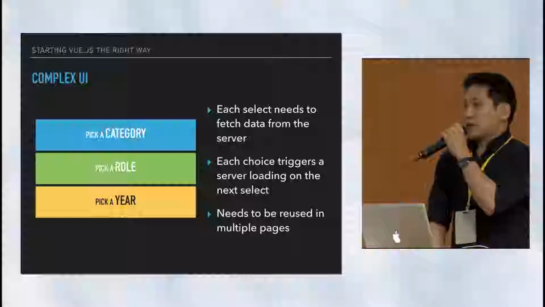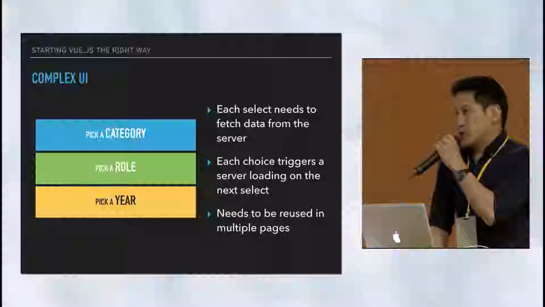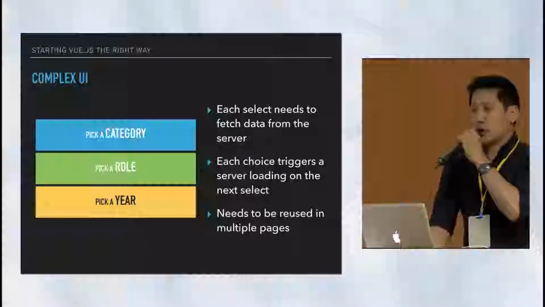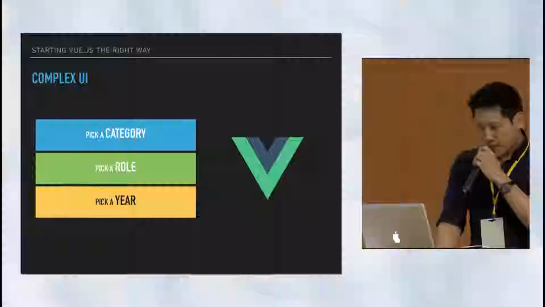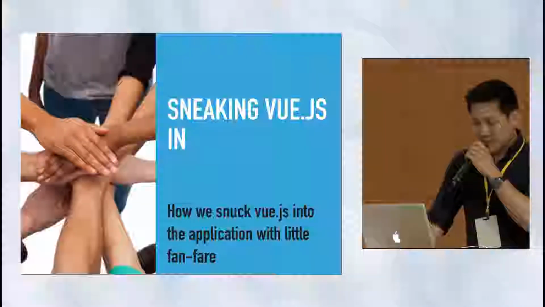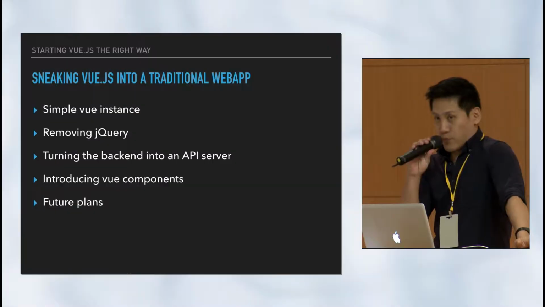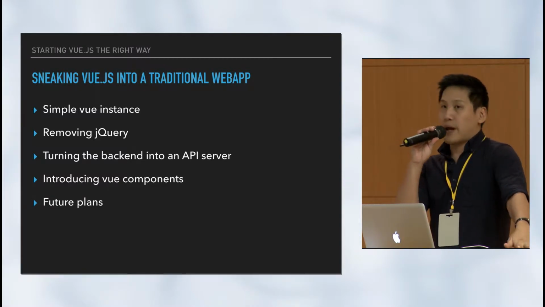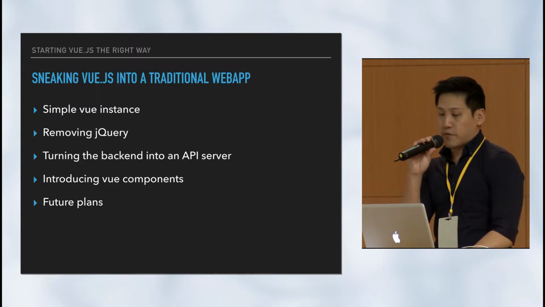So looking at this, we decided, okay, this would be a good place for us to slot in Vue. We didn't want to do this the old way, using jQuery and writing our own JavaScript to manage all these things. We want it to be structured. This would be where we start our battle. Now, how did we sneak Vue into this? We're gonna talk about how a simple Vue instance looks like, and then share with you how we eventually removed jQuery, how we turned the backend into an API server, and then how we eventually introduced Vue components and maybe some future plans, right?